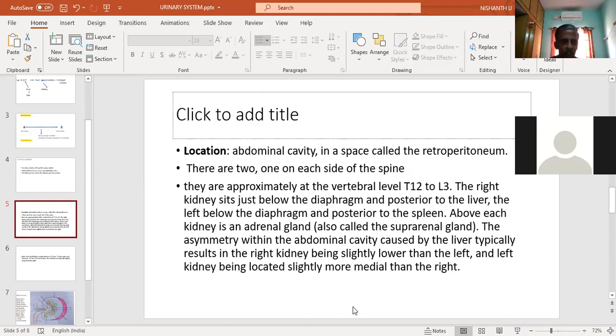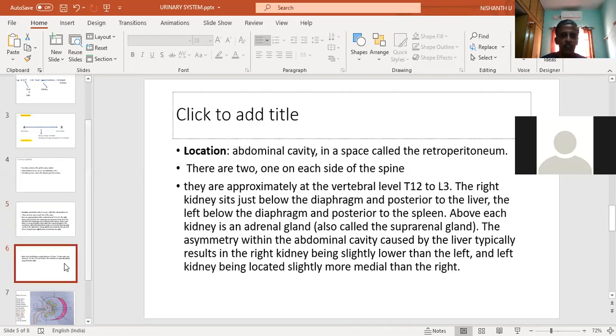And there is an asymmetry in the abdominal cavity. You cannot expect symmetry in the abdominal cavity because it is not exactly symmetric. Due to this asymmetry, mainly because of the liver, the right kidney is slightly lower when compared to the left kidney. So the left kidney is a little bit higher and the right kidney a little bit lower. And the left kidney is more medial, slightly more medial than the right.